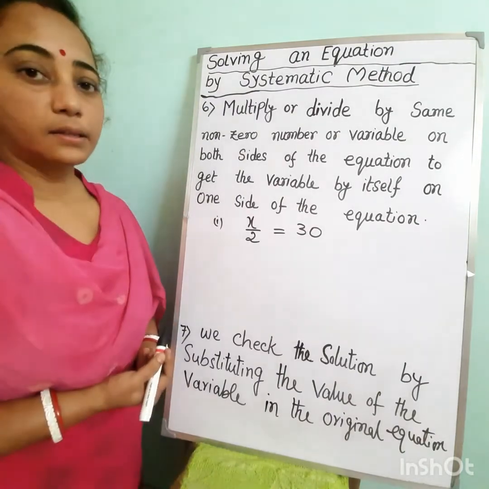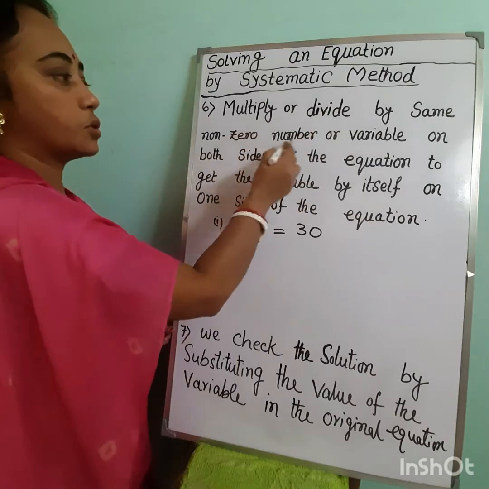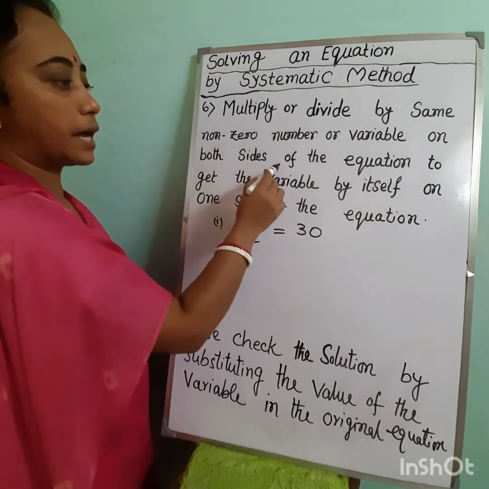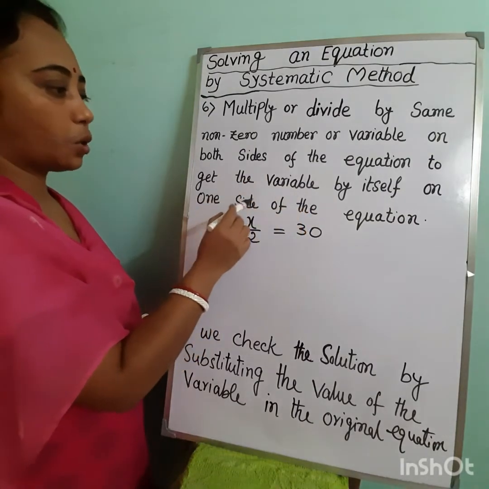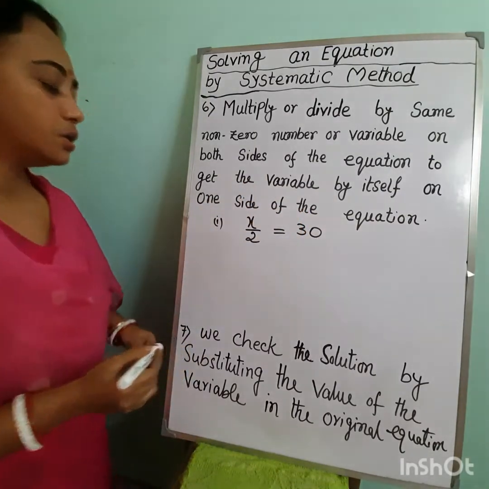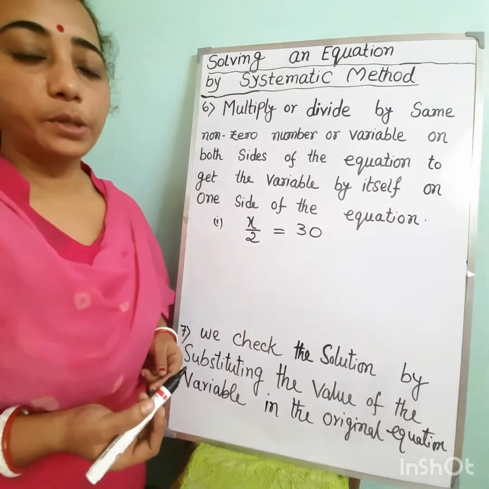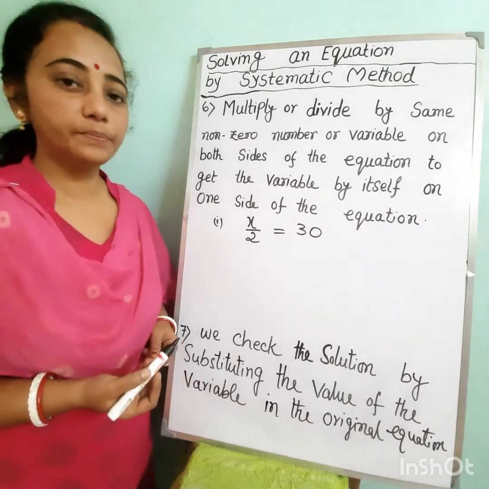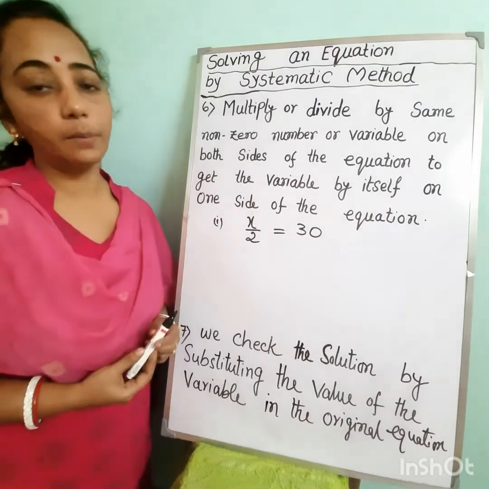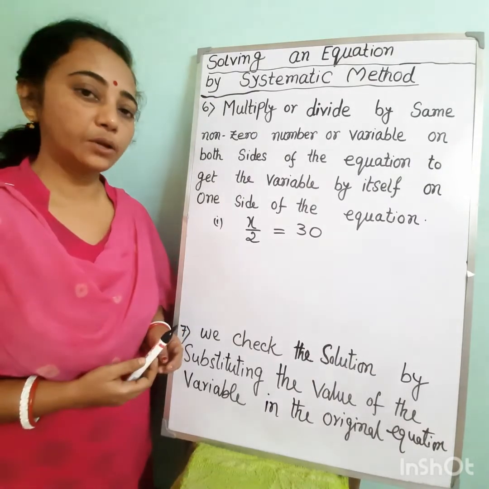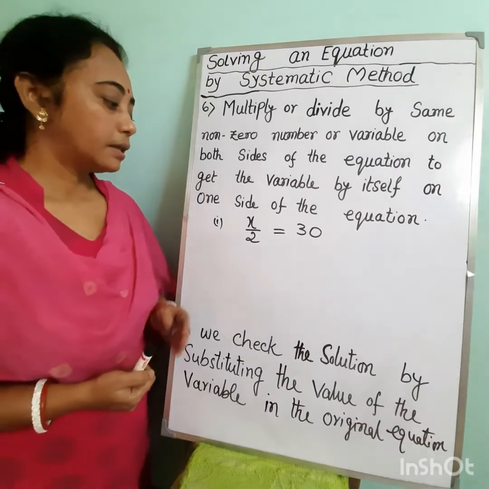Now let's see another step. We can multiply or divide by the same non-zero number or variable on both sides of the equation to get the variable by itself on one side of the equation. So that means if we multiply any number or variable on both sides of the equation, then the equation remains the same, it does not change. Similarly, if we divide by the same non-zero number or variable on both sides of the equation, the equation remains the same, it does not change. Let's see one example.